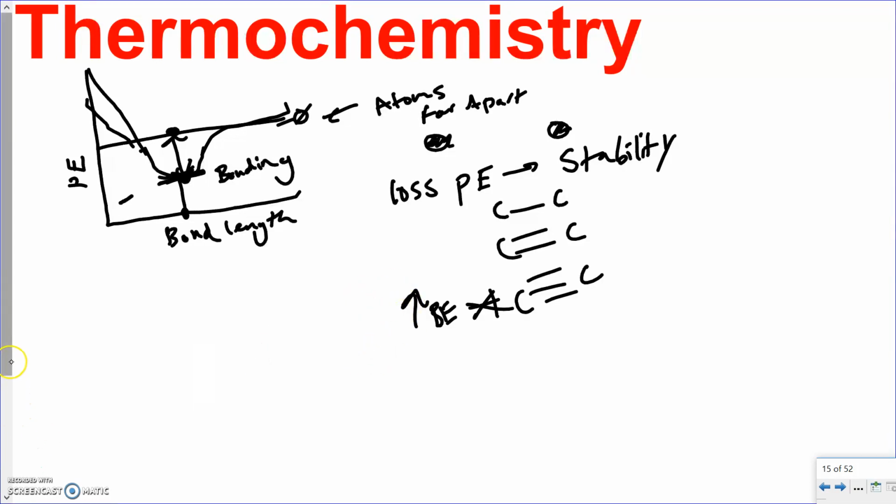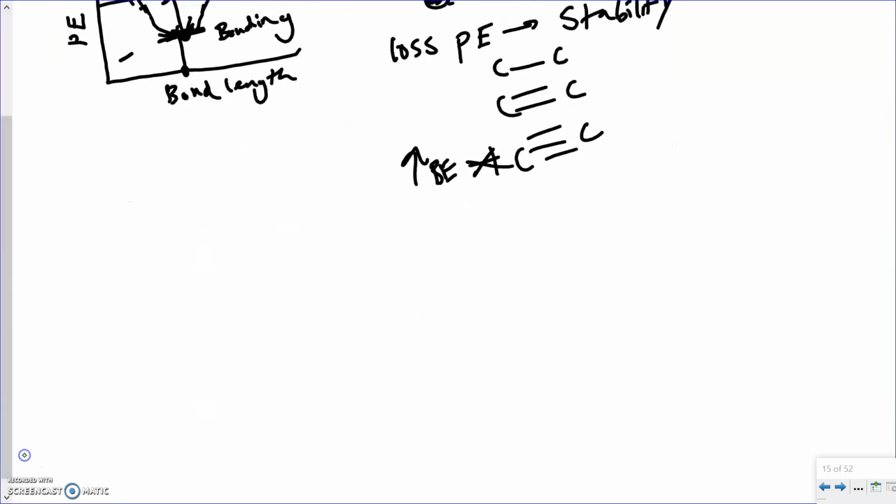So let's just kind of look at a problem. Okay, and forgive my drawing here. I will do the best I can. Let's say we have one of these graphs, and on these graphs we have 3 different bonds. Okay, or we have 3 different atom bonds that we're looking at.